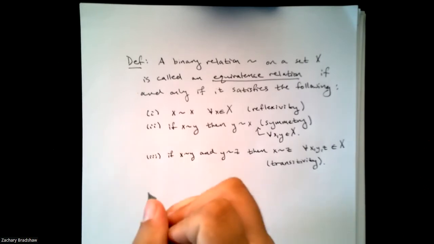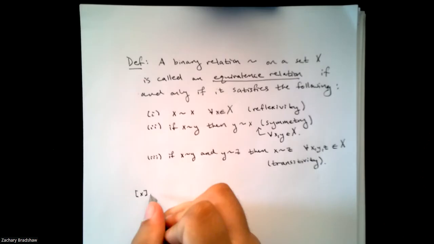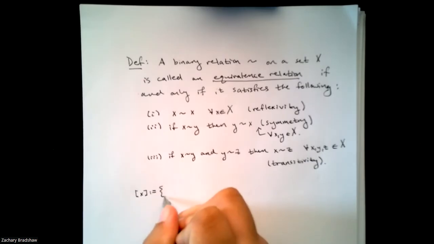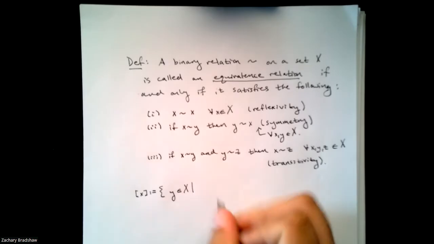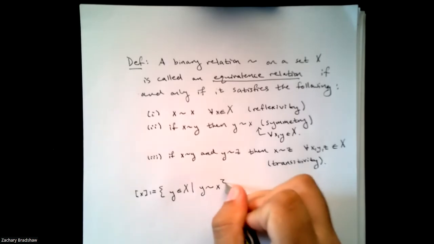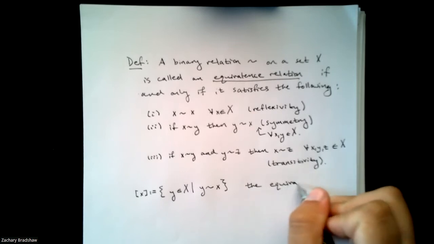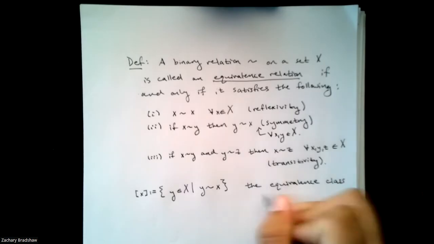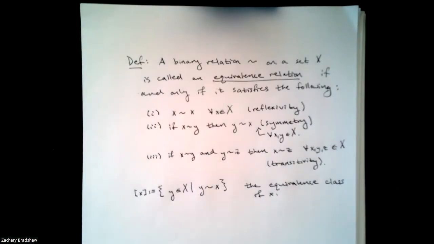So there's a very special set that we're going to need to consider, which is the following set. Given an element x in our set X, the set denoted with these square brackets around x is the set of all y in X such that y is related to x. This is called the equivalence class of x. So it's the set of all things which are related to x with respect to this equivalence relation. In fact, we're not going to use the word related anymore. We're going to say equivalent.